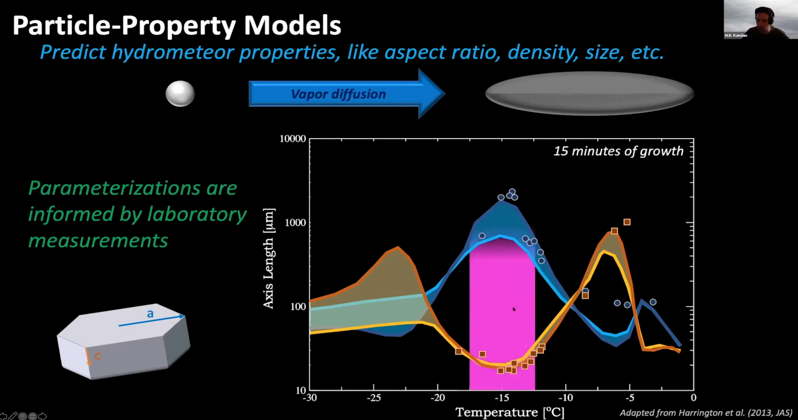And so there's definitely uncertainty both in the laboratory measurements that are informing these particle property models as well as those parameterizations themselves. So we're going to be focusing on a very narrow range, just right here centered on about -15 degrees Celsius, where you see a very large difference between the A-axis growth after 15 minutes and the C-axis growth, which would lead to very flat plate-like crystals and some branched planar crystals, dendrites, and things like that.